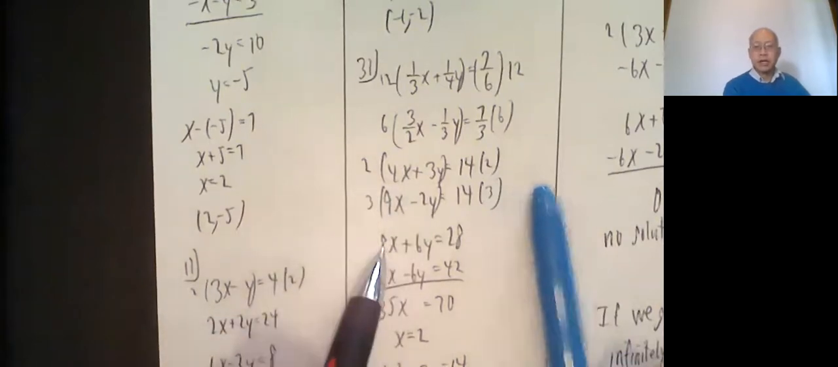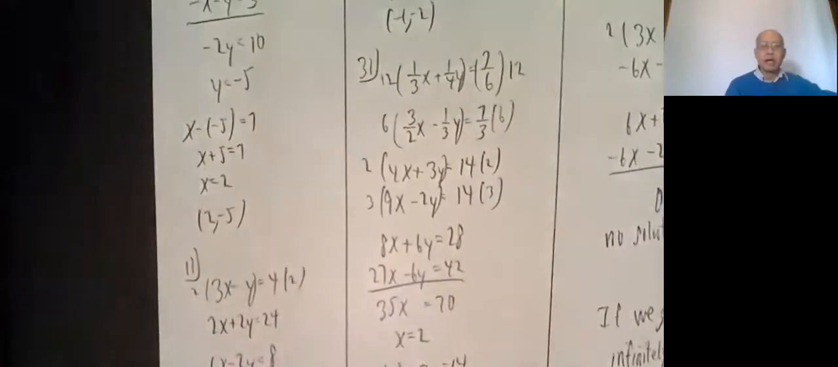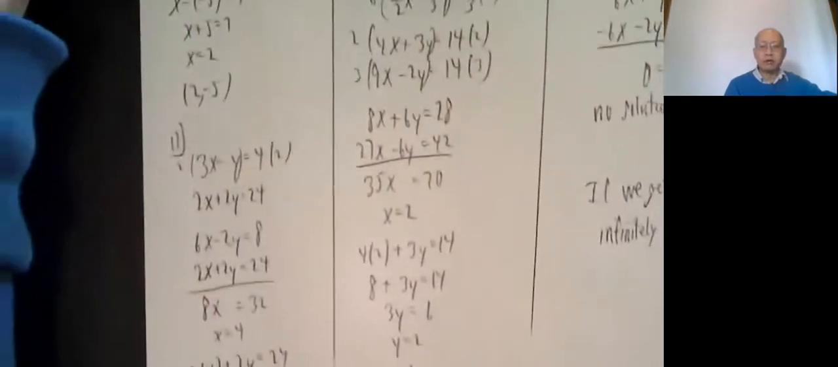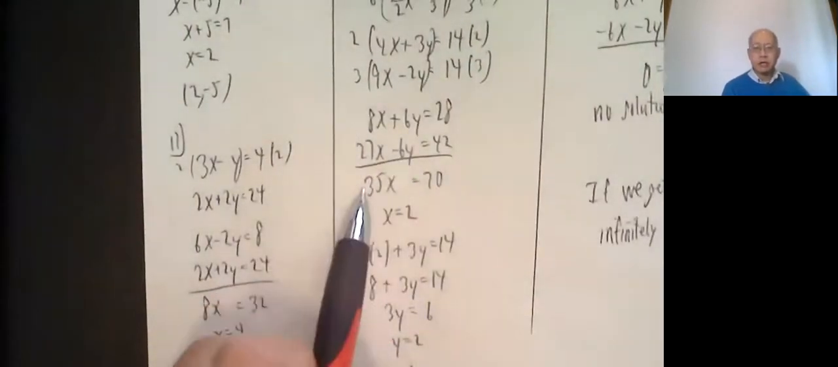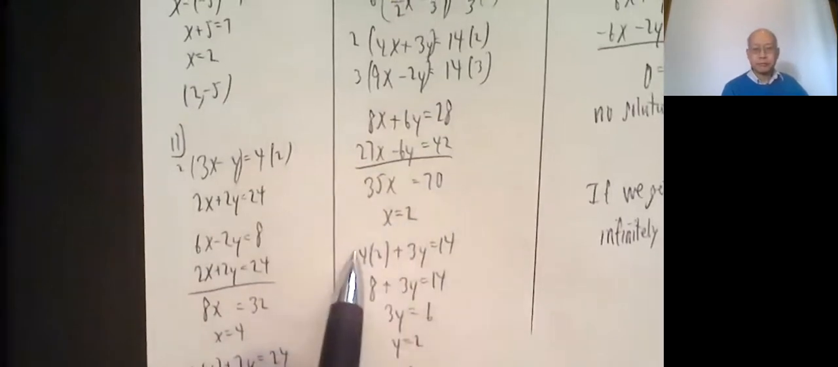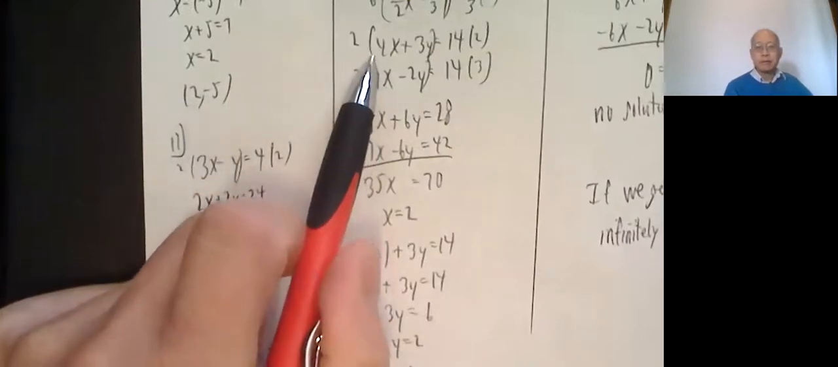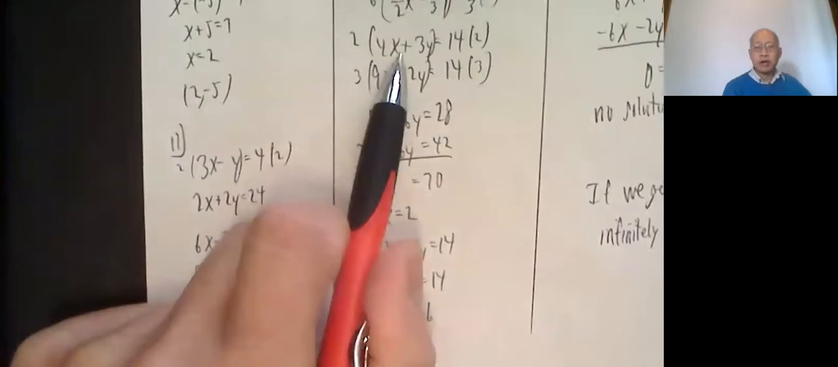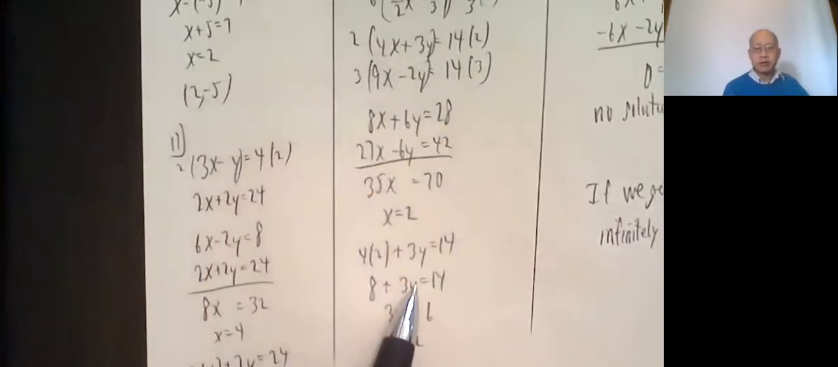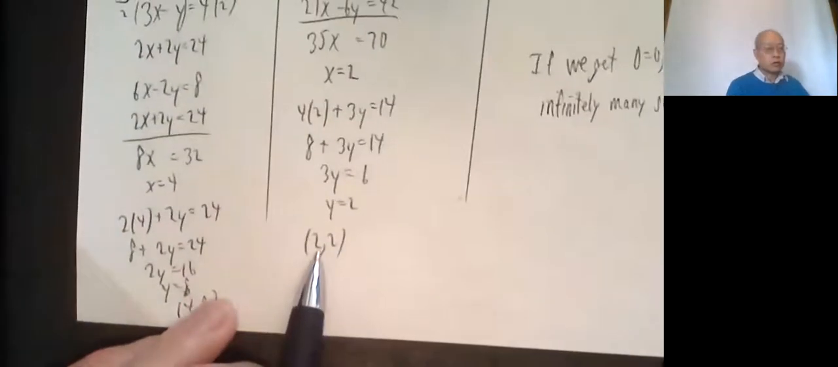Okay, 2 times that, 8x plus 6y equals 28. 3 times all this, 27x minus 6y equals 42. Now when I add them up, I get the cancellation, the 6y is canceled out. 35x equals 70. Divide by 35, x equals 2. And I plug back into here. You can plug back here. 4 times 2 plus 3y equals 14. 8 plus 3y equals 14. Subtract 8, 3y equals 6. Divide by 3, y equals 2. So the ordered pair is (2, 2).